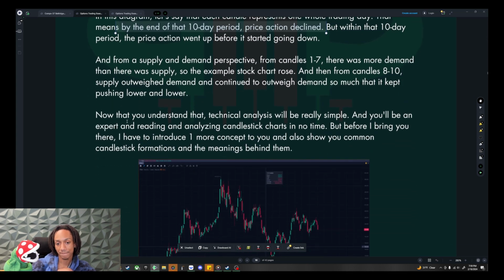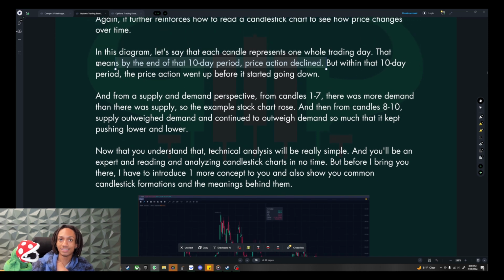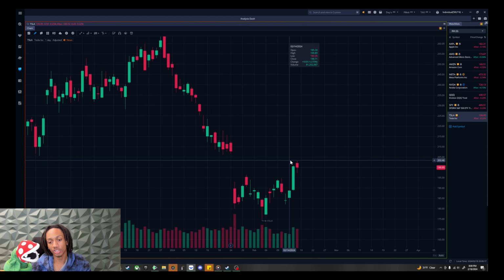And that's the basis of a candlestick and reading a candlestick in itself. There are implications on supply and demand and how it works within the candlesticks, but that's how you read a candlestick and you can tell what happened. Okay, price went up here, and this is what happened in the time frame. So let's actually look at it on a real chart.